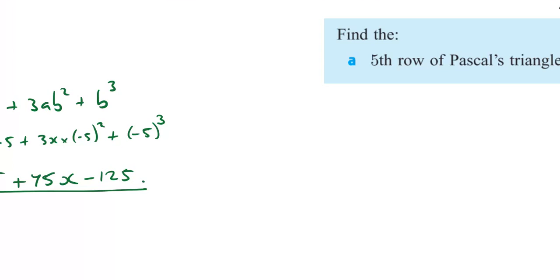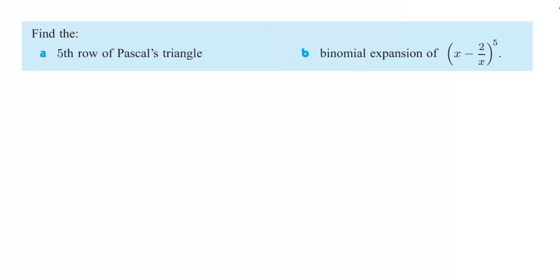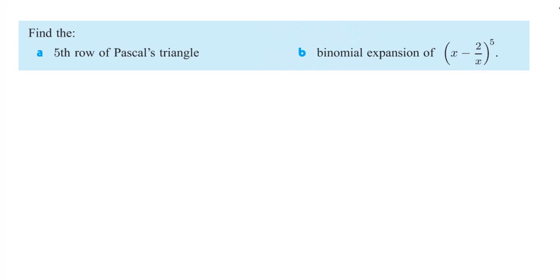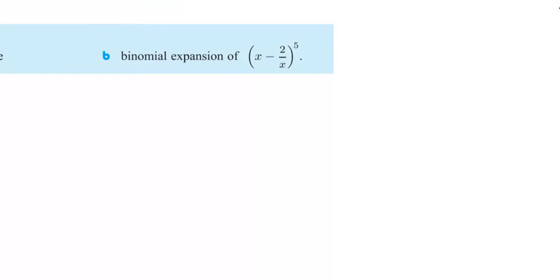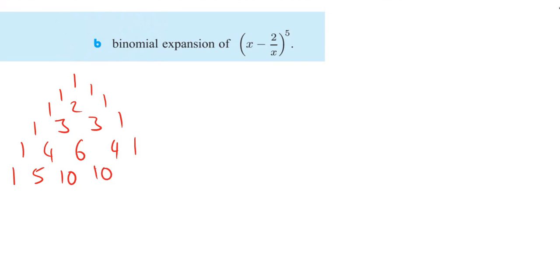Right, so now let's progress and look at a more challenging example. We'll do this together. We're going to find the fifth row of Pascal's triangle, and then we're going to use it to find the binomial expansion of (x - 2/x)^5. So first of all, if we find the fifth line, let's just quickly write out Pascal's triangle. So that is up to the fourth line, so one more. Okay, so this is the line we need.